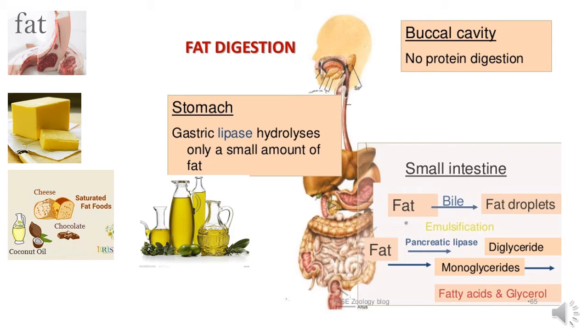Fat is basically broken down into fatty acids and glycerol. And here bile is very important, playing an important role. Bile acid comes from the liver, and pancreatic lipase, and also gastric lipase from the stomach, all help to break down the fat and make it into a simpler form, fatty acids and glycerol.